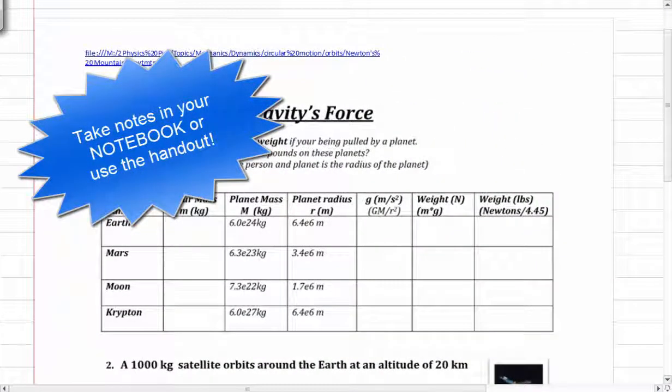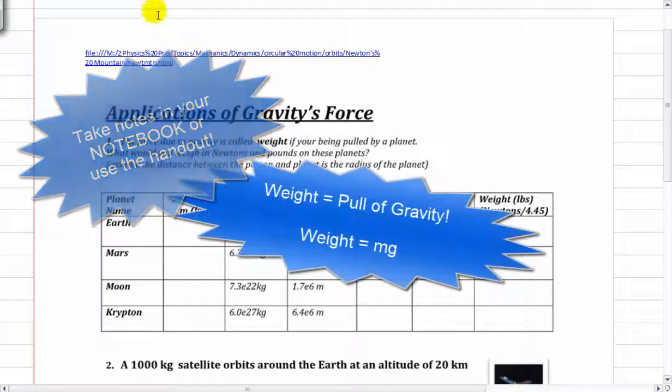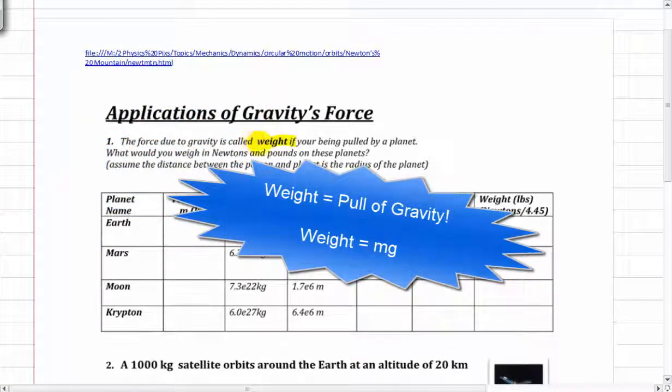Today we're going to look at this little worksheet called Application of Gravity's Force. The force due to gravity we've studied before, we called it weight. But where does weight come from? What's ironic is we actually don't know how gravity works. We can only describe it.